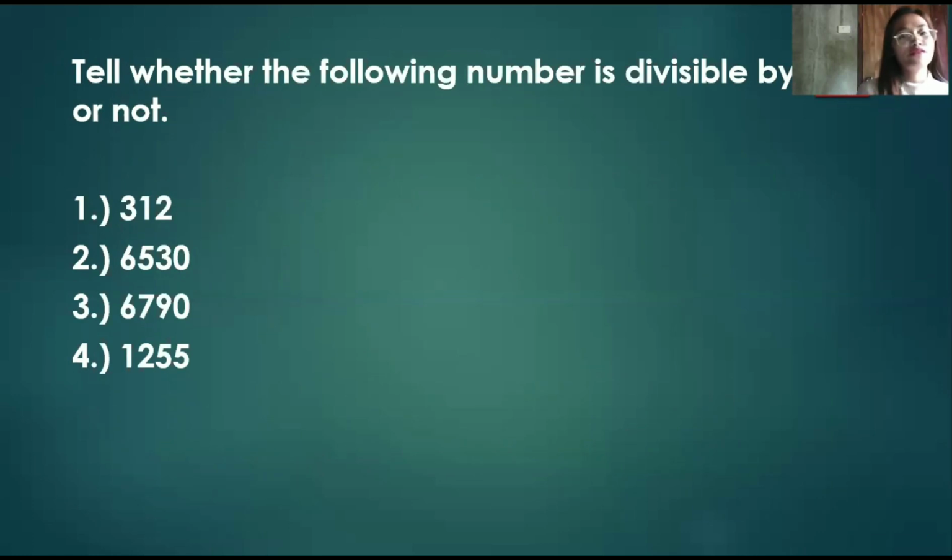6,790 and 1,255. So, 1 minute for you to answer the numbers posted on the screen. Alright, so let's remember the divisibility rule for 10. It is divisible by 10 if the number ends with 0. So look for which numbers end with 0. Okay, I guess the time is up and you are eager already to know the right answer, if you really had the correct answer. So let's try to check.